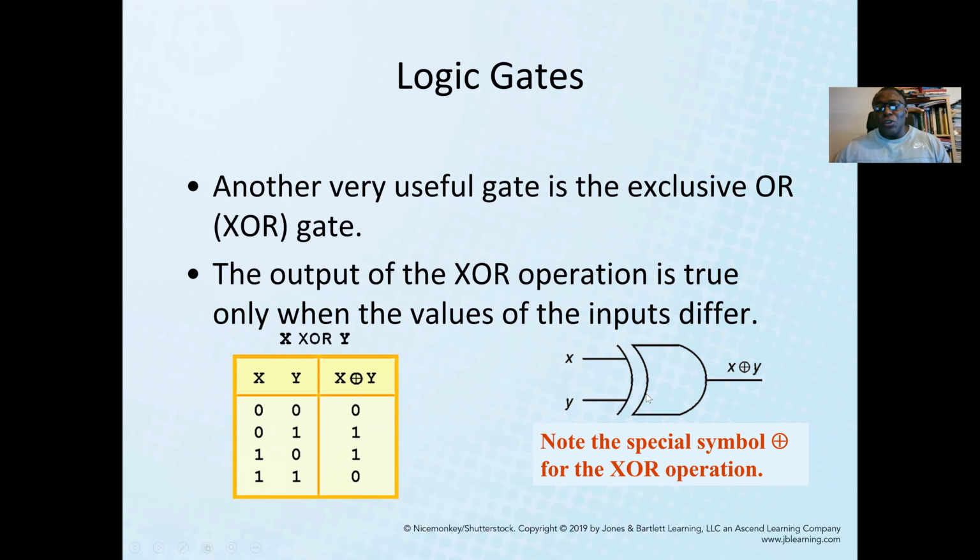And this is the symbol for it. So it's kind of like an OR gate. We use the operator circle with a plus. So that's a special symbol again for the XOR operation.